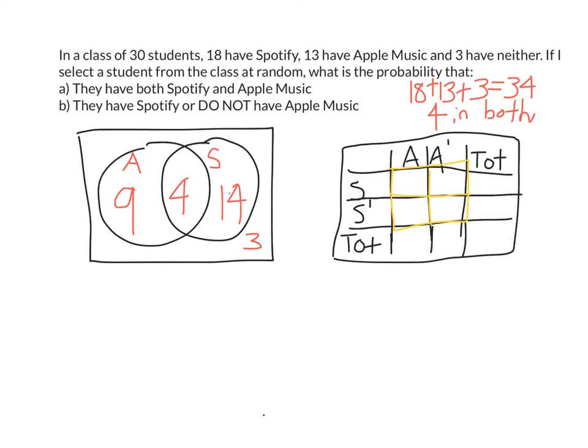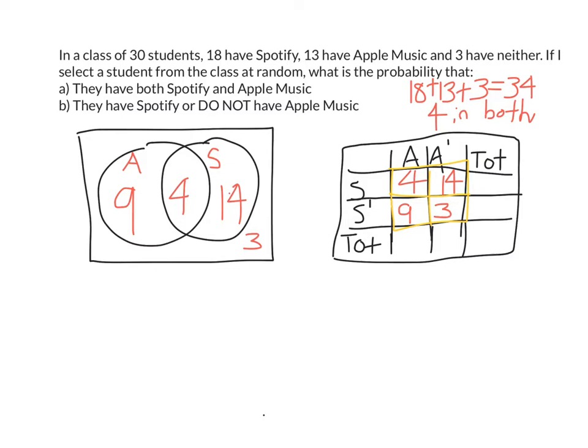So let's look at this cell here. This is in column A and row S. This is the people in both. So once again, that's 4. So over here we have people that are not A and S, people that have Spotify but not Apple Music, so that will be 14. Similarly, we have 9 here for people who have Apple Music but not Spotify, and the 3 that have neither go there. So the numbers in the two-way table are the same as in the Venn diagram.